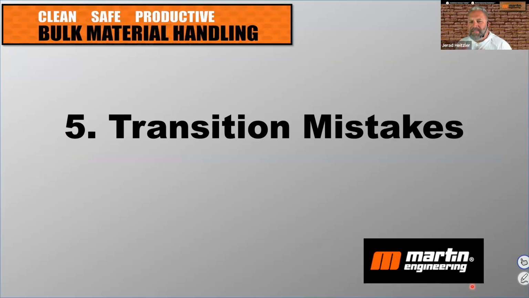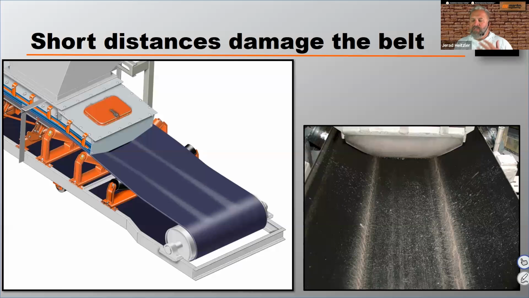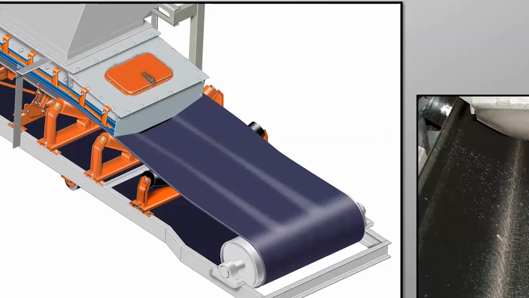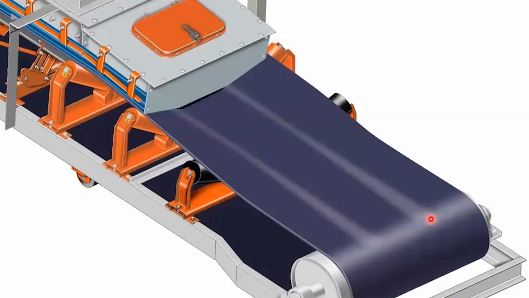Number 5 is mistakes with the transition. If you're not familiar, transition is the distance between the flat tail pulley and the first fully troughed idler. That transitioning of the belt should be done over enough real estate. If that transitioning of the belt is too short, it will damage the belt. So the transition distance is from this flat tail pulley to this first fully troughed idler.